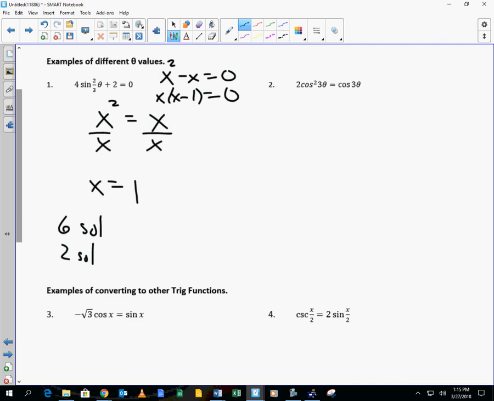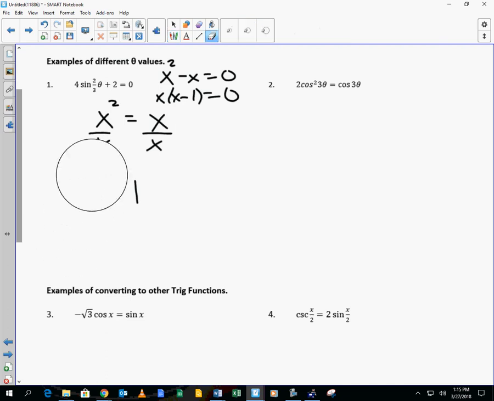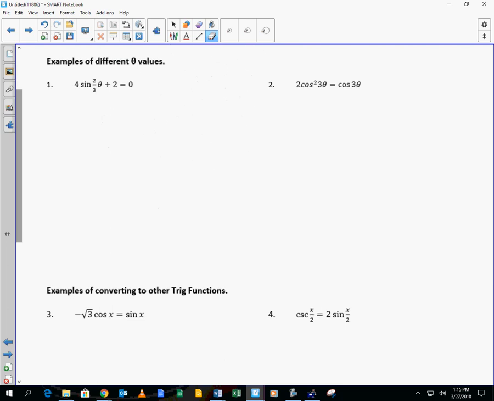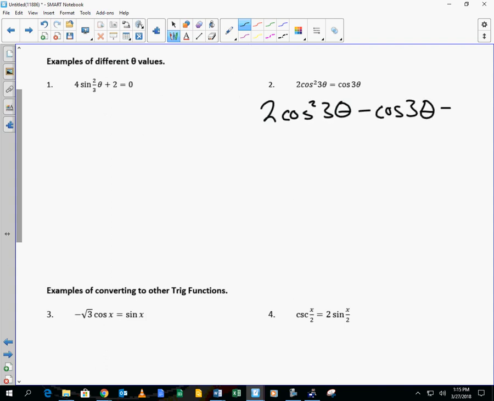I left a number of pieces off, and so it's definitely a scenario where instead of dividing by cosine, we want to subtract the cosine over. We get 2 cosine squared of 3 theta minus cosine of 3 theta is equal to 0.